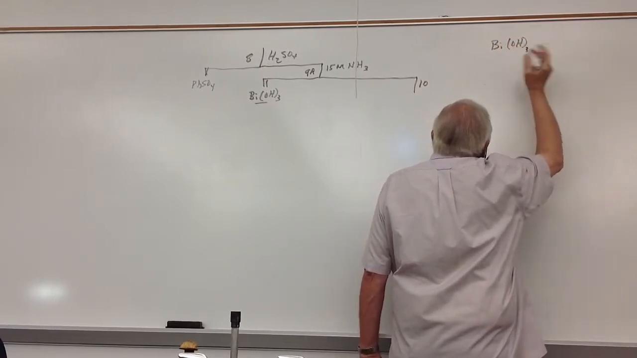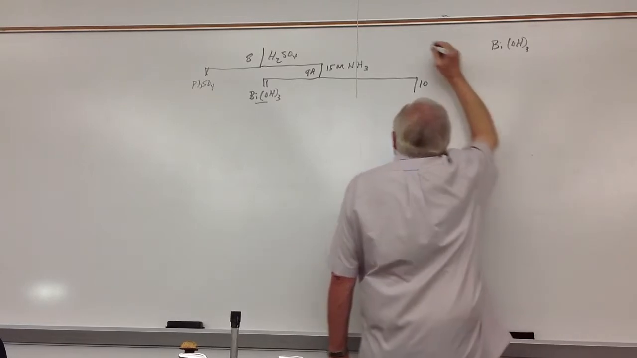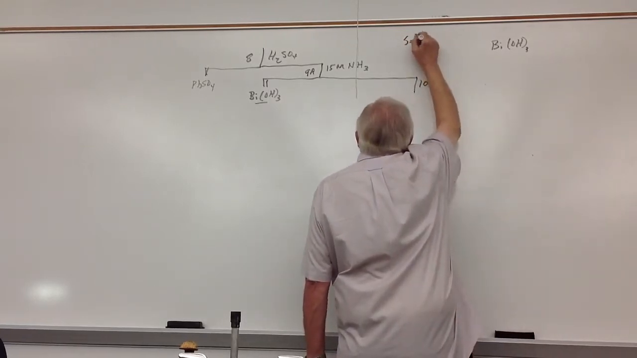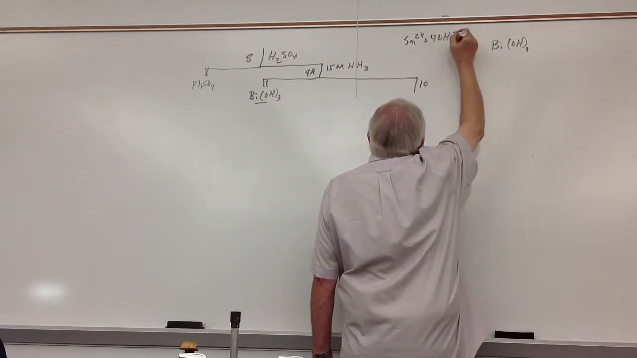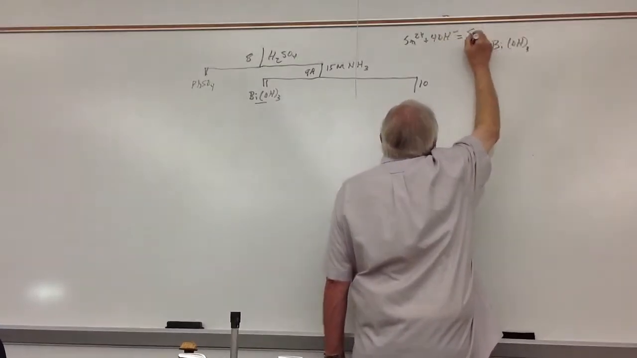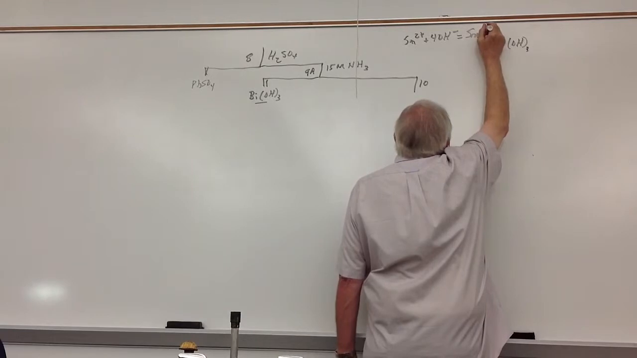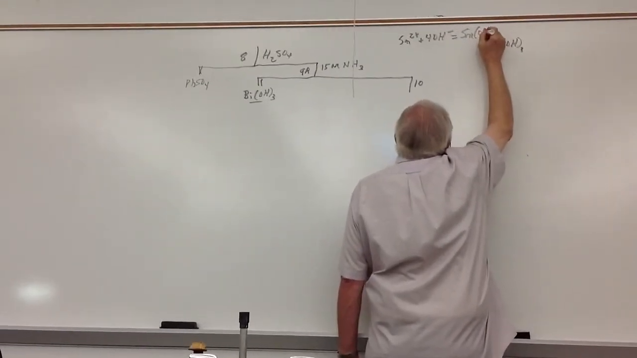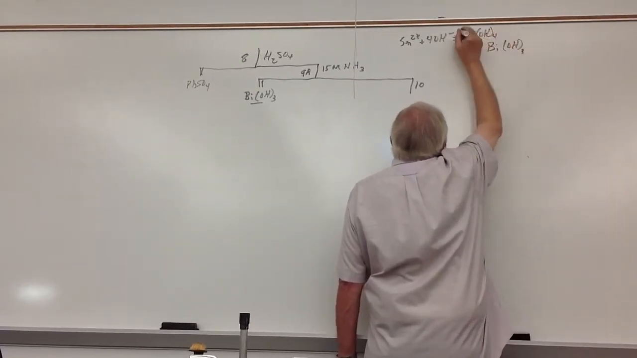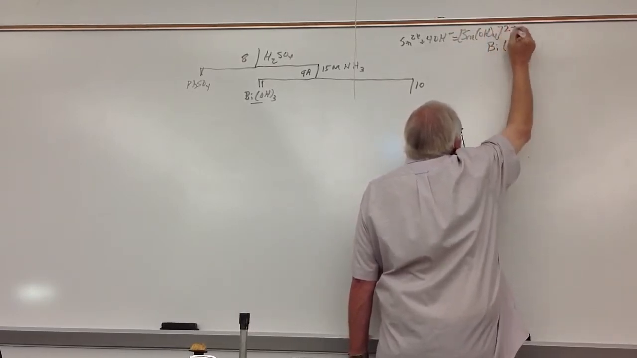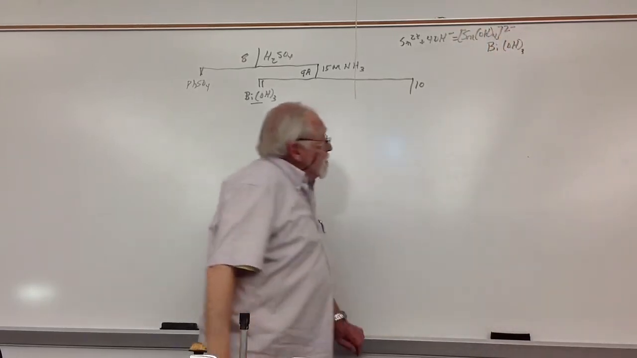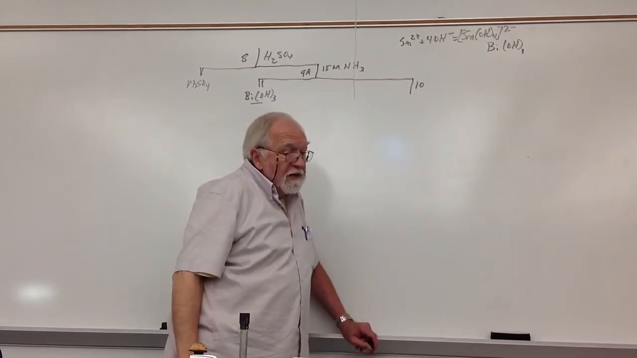That's a precipitate, a gelatinous one. You're adding sodium hydroxide. It makes a square bracket because it's complex, 2 minus. It makes the tetrahydroxostannate 2 ion.